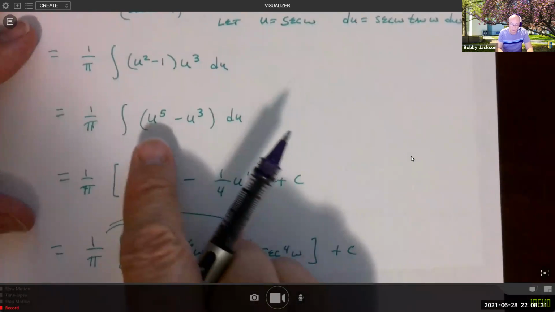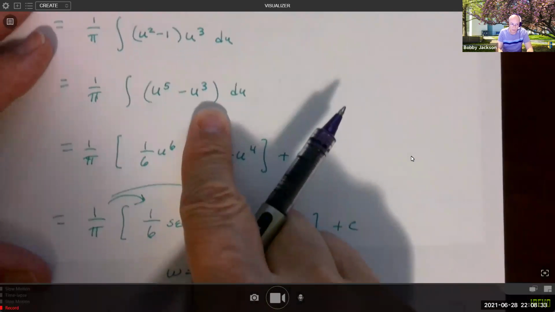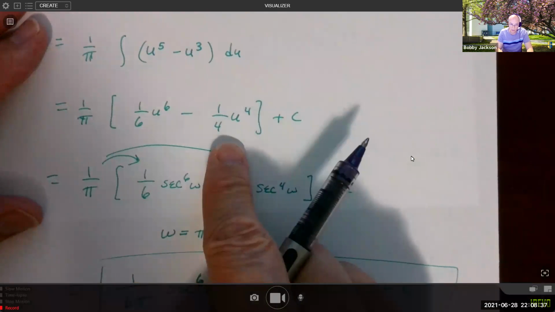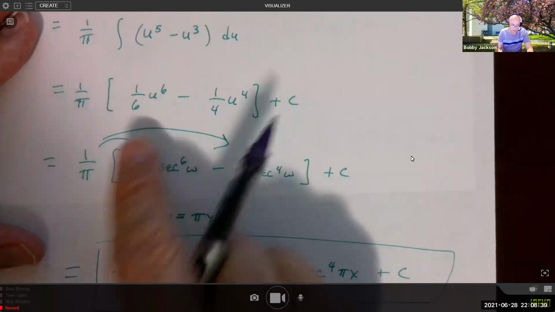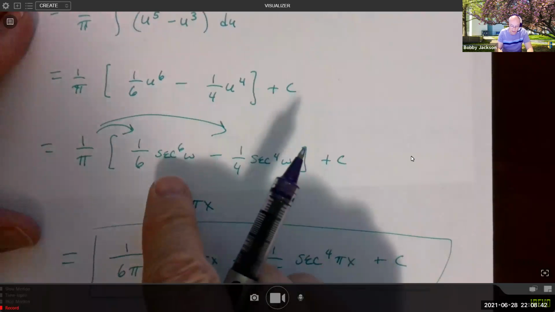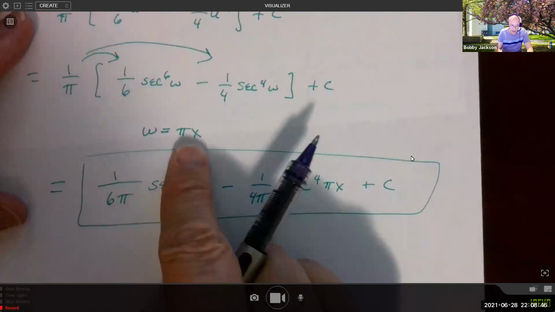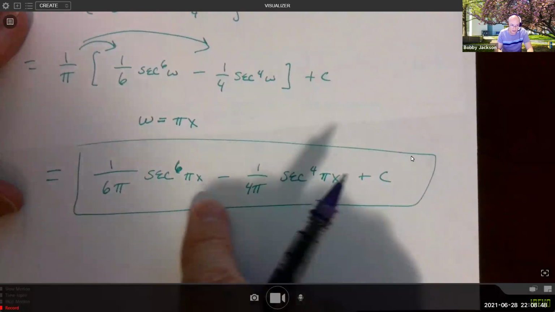Distribute the u cubed, right? Very similar to what we had before. Take the antiderivative of u to the 5th and u cubed. And then remember, u was secant w in this case. Distribute the 1 over pi. Remember, w was pi x. And you get this result.